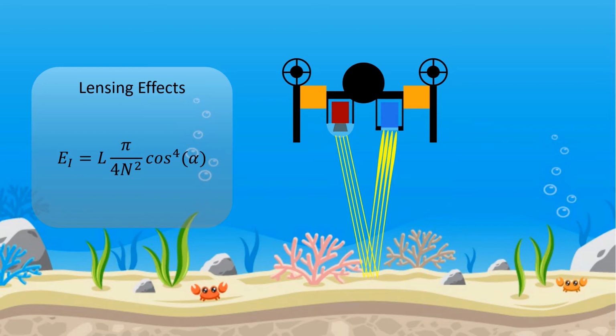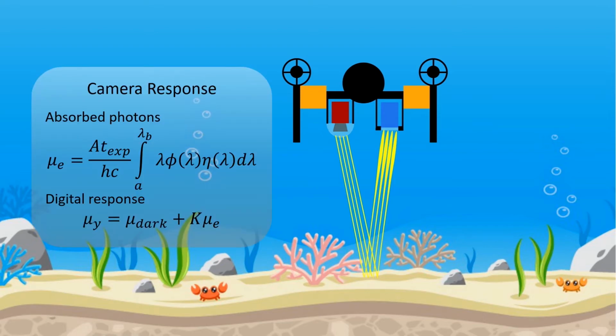Light that reaches the camera sensor is converted into an electrical signal. We assume a linear response function which is typical for machine vision cameras. The dependency of the sensor response on wavelength is described by the sensor quantum efficiency curve, and the total number of absorbed photons, mu sub e, is computed by dividing the spectrum energy weighted with the quantum efficiency curve by the energy of a photon.